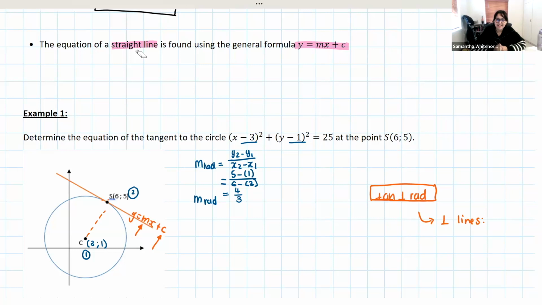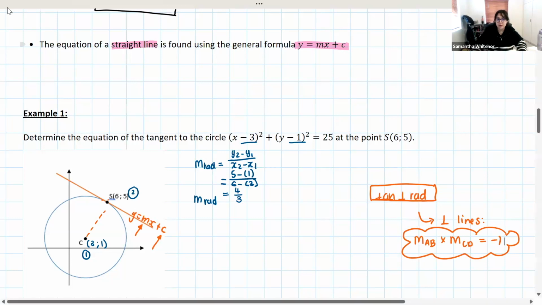I was going to say we're going to use that rule that says the gradients of perpendicular lines multiplied give us -1. Awesome. Exactly. So guys, what's really important that you remember, and I think we spoke about it in last week's lessons, is that if you find the product of the gradients of two lines and you get -1, those lines are perpendicular to each other.